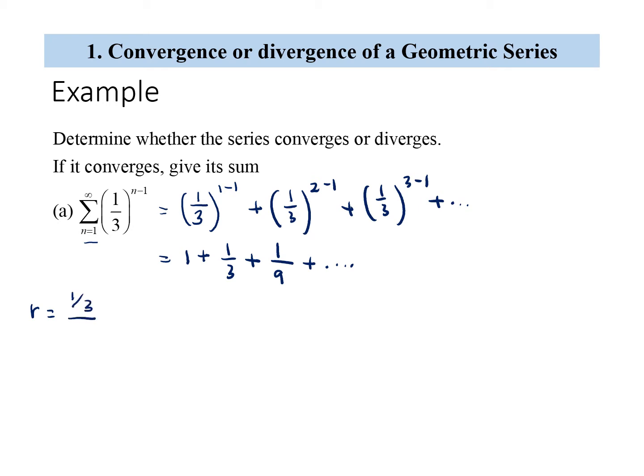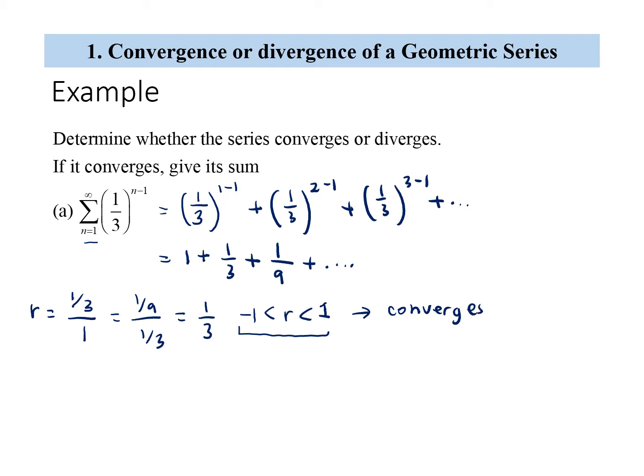From here we can find the value of the common ratio, which is equal to 1/3 over 1, which is also 1 over 9 over 1/3. All this becomes 1 over 3. So our common ratio is between 1 and -1. Therefore, since it falls within this range, we can say that the series is converged.